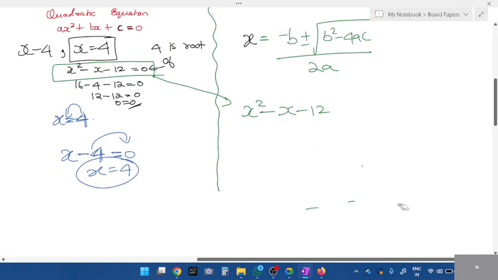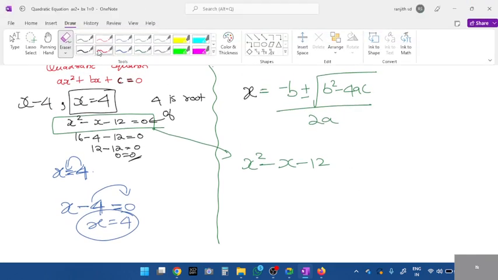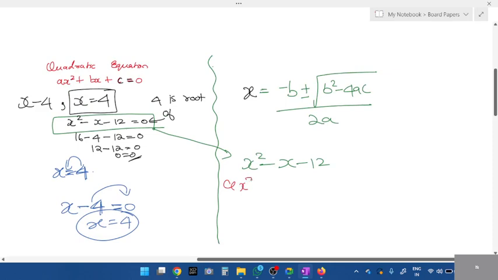This is the question. Now, in this question, compare this with the general equation ax square plus bx plus c is equal to 0. Tell me the values. What is a value, students? A is equal to 1. B, along with the sign, b is equal to, when there is no value, what do you take? Very good, minus 1. C is equal to minus 12. Is this clear?